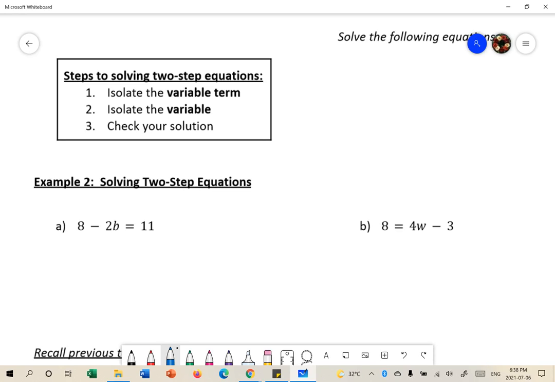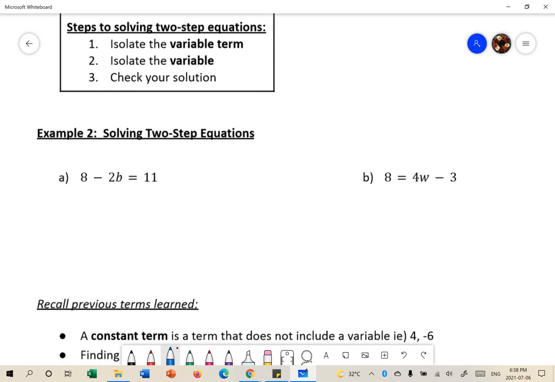Now we're going to move on to solving two-step equations. The goal here is to still isolate for our unknown. In order to do that, though, we need to perform two steps. So for A, we want to isolate B.